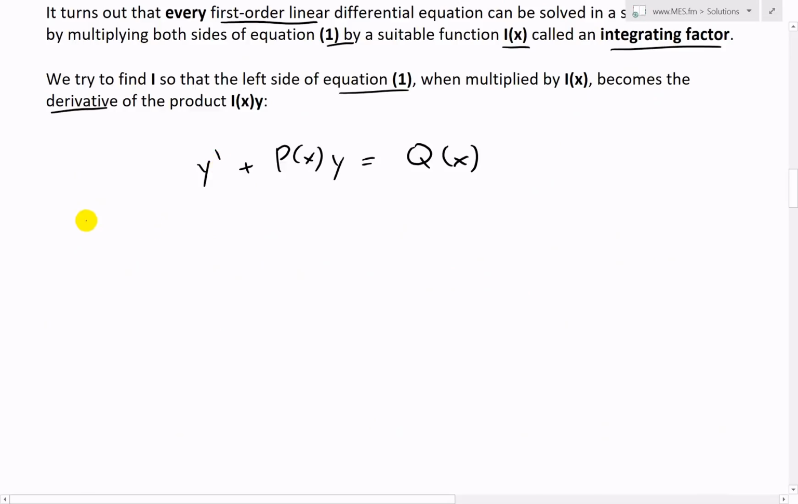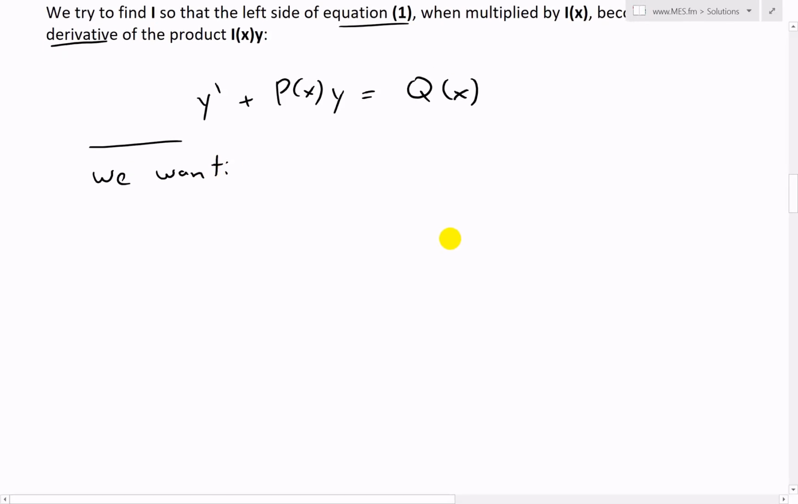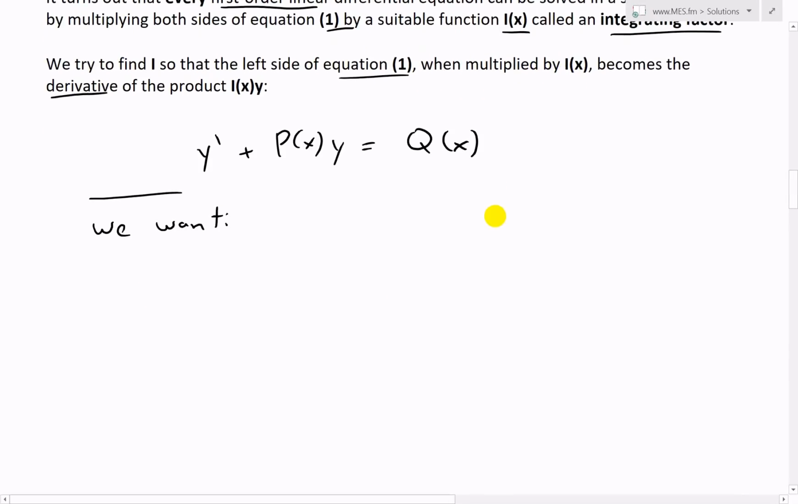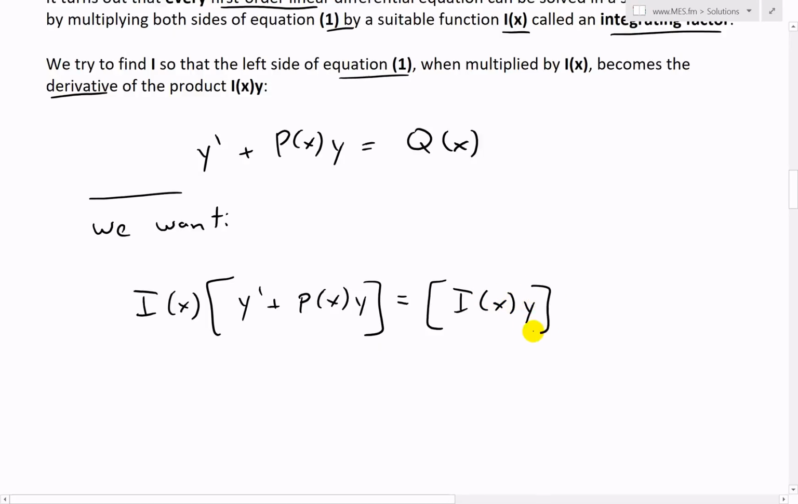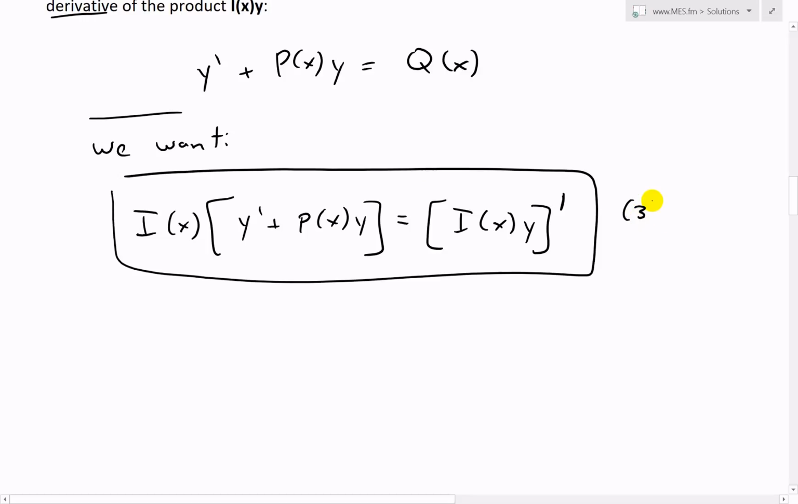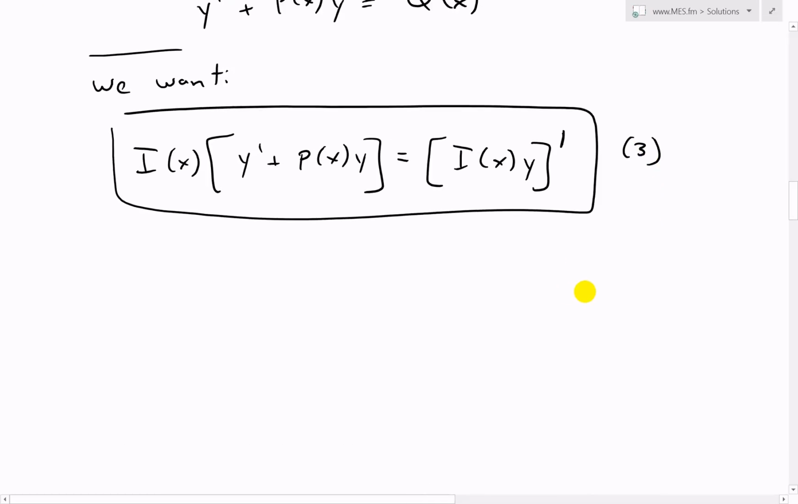So what we want is a function I of x such that when we multiply the whole left side, y prime plus p of x y, by I of x, it equals the derivative of the product of I of x times y. I'll circle this and call it equation 3, because later on in the video I will reference this equation.